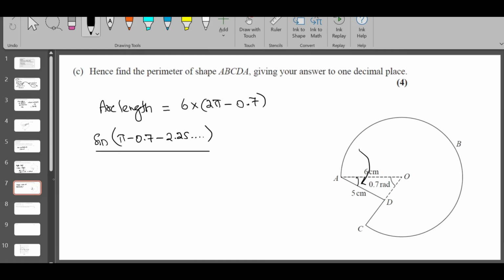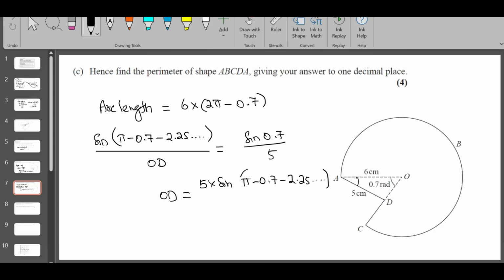divided by the opposite side. OD over sine of that angle is equal to sine 0.7 divided by the opposite side. Hope you understand this. Or just put it as OD divided by, it's the same thing, so you can just flip both sides. So OD is going to be 5 times sine of pi minus 0.7 minus 2.25 dot dot dot, everything divided by sine 0.7. That's going to be the length of OD, and then we can find the perimeter.